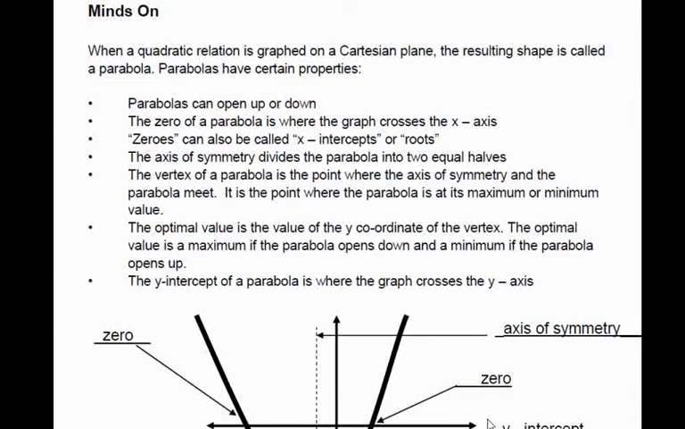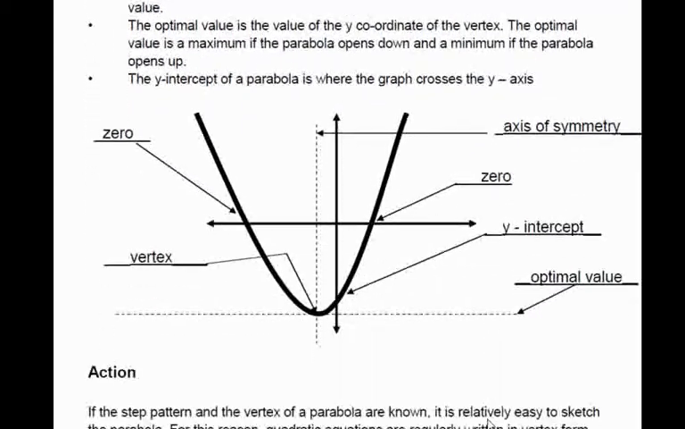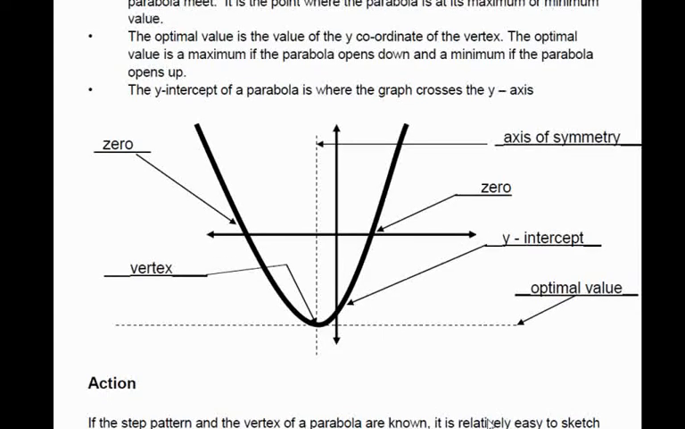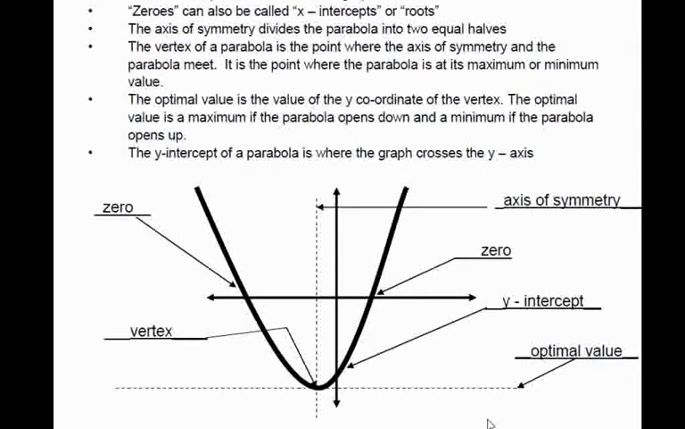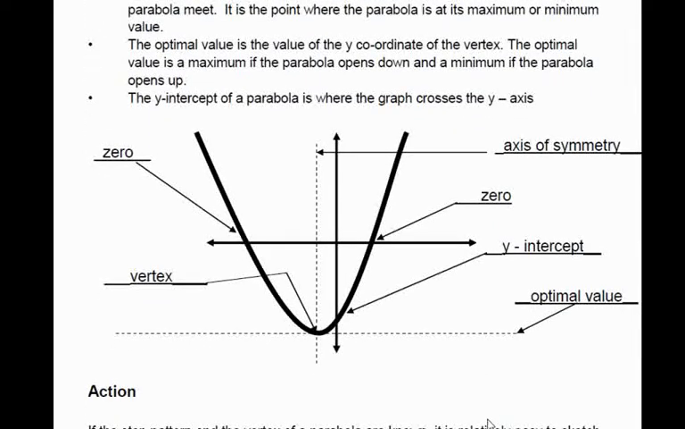So let's look at a parabola. So here's a parabola, and I've labeled certain properties on this parabola, and we'll talk about each of them. So the first of which is that a parabola itself can open either up or down. And in this image we see here, the U shape is opening up. So this would be a parabola opening up, of course.